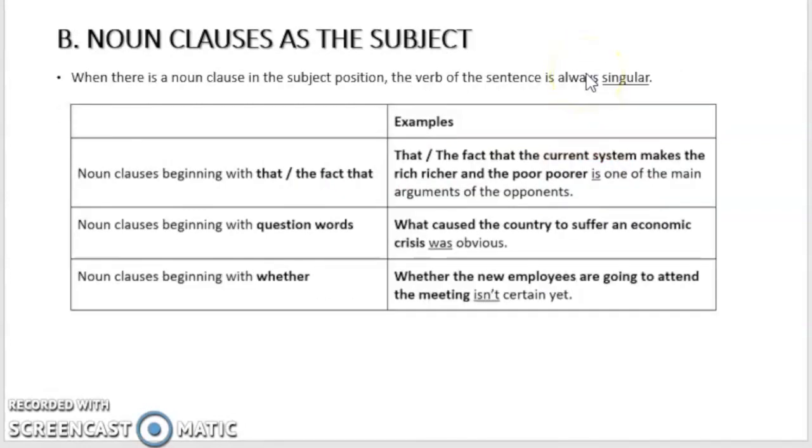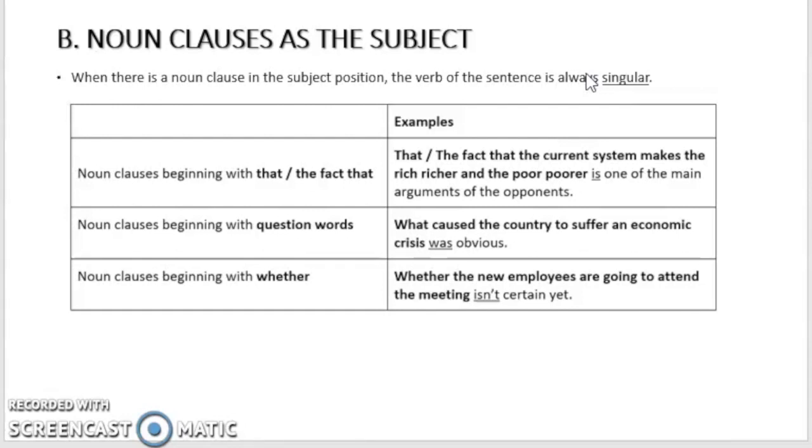In the first part of this video, we have worked on noun clauses that function as the object of the sentence. Now we will work on noun clauses that function as the subject of the sentence. There are 3 types of noun clauses as the subject. The first type is noun clauses beginning with that or the fact that.